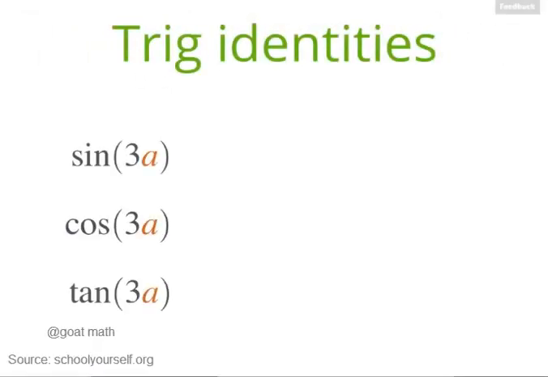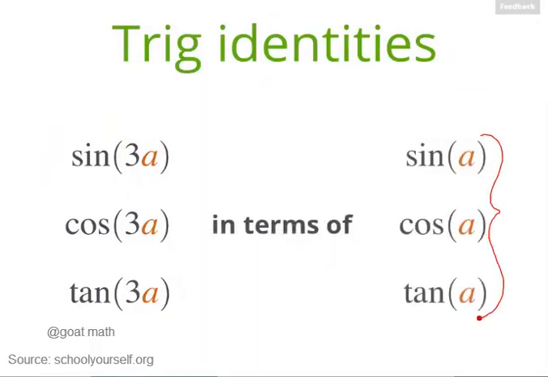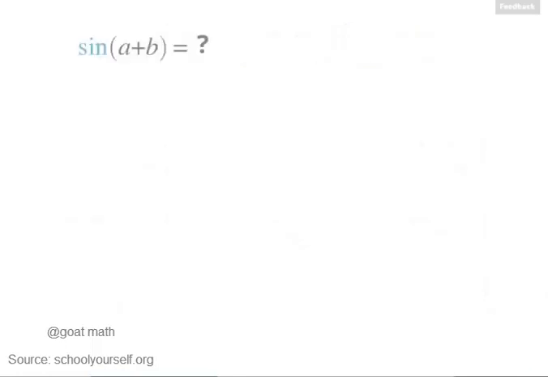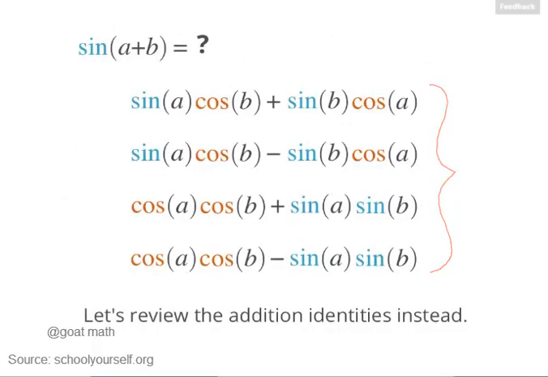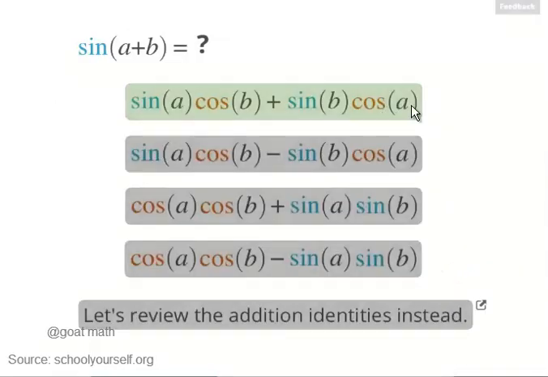Let's see if we can find some trig identities for the sine, cosine, and tangent of 3 times an angle. So we want to write the sine, cosine, and tangent of 3A in terms of the sine, cosine, and tangent of A. Now to do this, we'll be using the addition identities. So first off, do you remember which of these expressions is equal to the sine of A plus B? If you'd like to review the addition identities instead, then click down here.